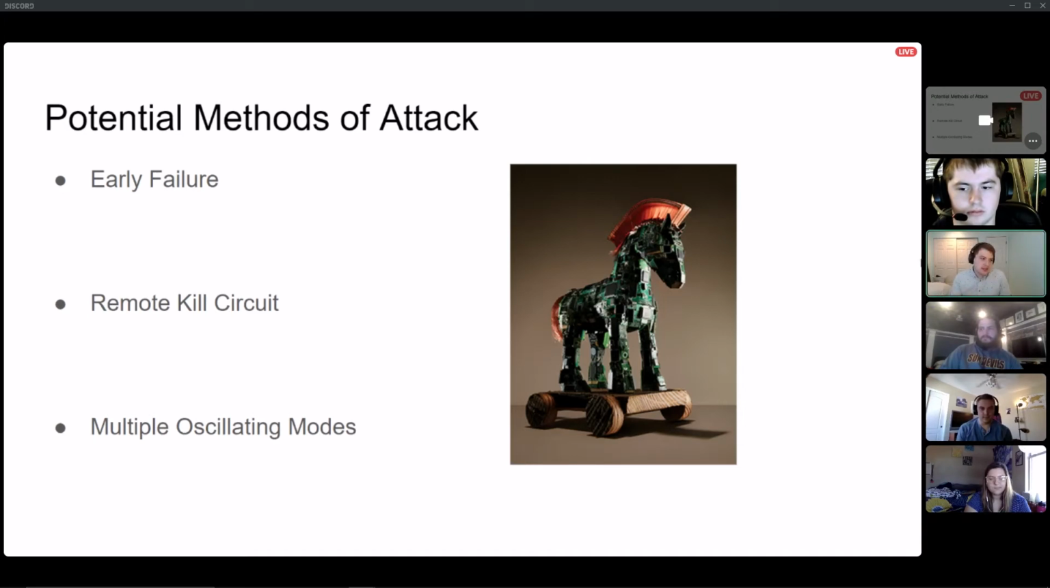And then to tie into that, specifically the oscillator is having multiple oscillating modes. So if we somehow change the initial conditions, we could potentially have an alternate mode for the circuit to function in, but it's not the one that it was intended to be in, and would also cause it to break down and deteriorate faster than it was intended to.